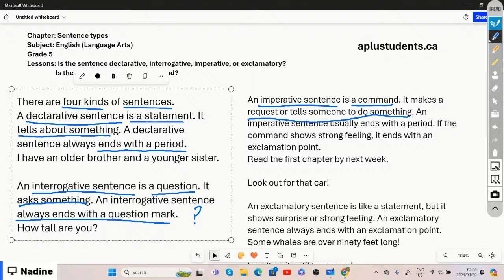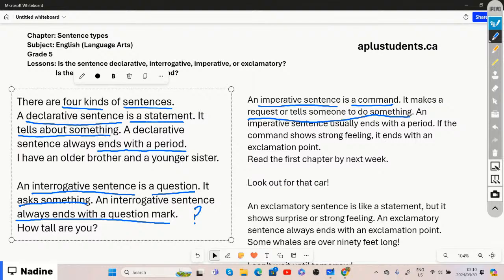All right. So we said an imperative sentence is the command. It tells you to do something, right? When it comes to an imperative sentence, it usually ends with a period. But if the command shows strong feelings, then it ends with an exclamation point. An example is: read the first chapter by next week. It's like your teacher is telling you to read the chapter by next week.